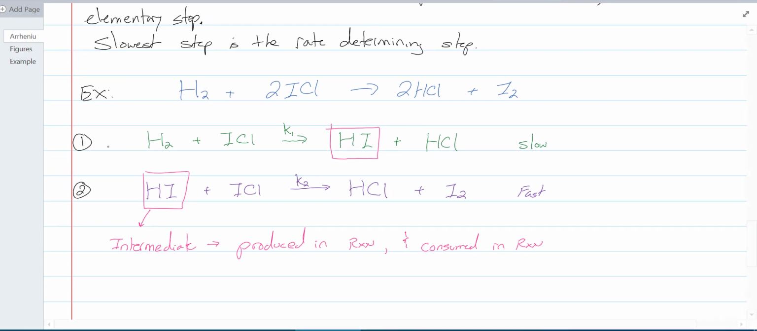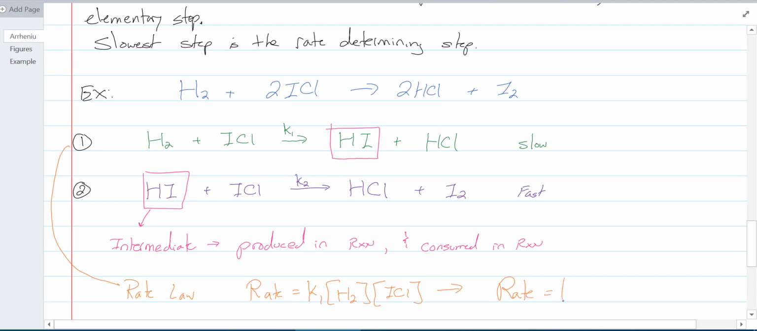The rate law comes from the slow step. Rate is equal to K, don't miss K. It's K1, but we're just going to use K because we can't measure K2. K times the concentration of H2 times the concentration of ICl. So the rate, we just call it rate constant K because K2 is so much faster we don't even notice it. Rate equals K[H2][ICl].